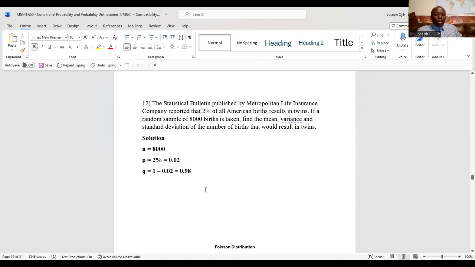Yes. So to make it faster, we can just put it in Excel and simplify the process, with 8,000 for n. I'm gonna just type mean here, variance, and standard deviation.